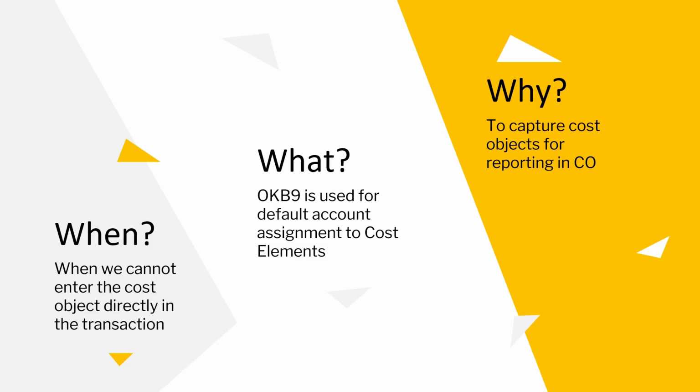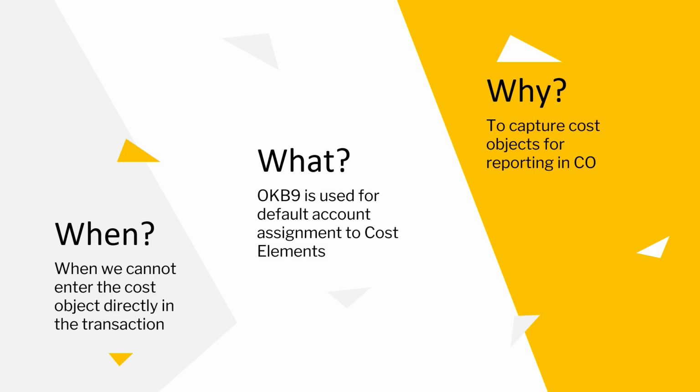For example, it can be your expense accounts, your consumption accounts, or your revenue accounts, any primary cost element which is operating on the purchase side or on the sales side. Even if you want to use it only in your FI-only transactions, even then you can use this OKB9 transaction code.